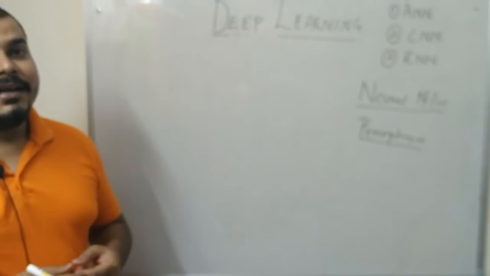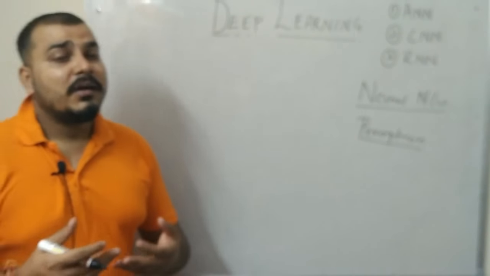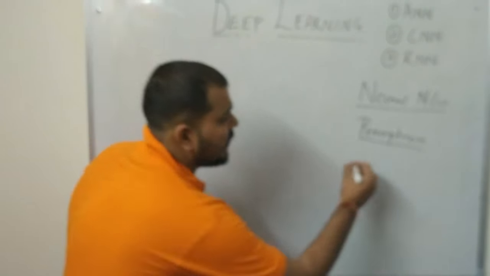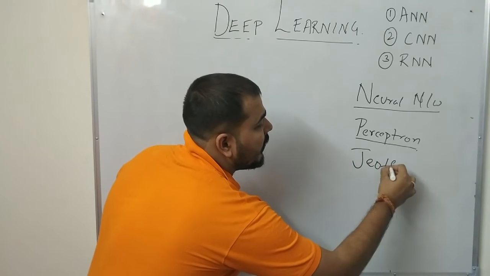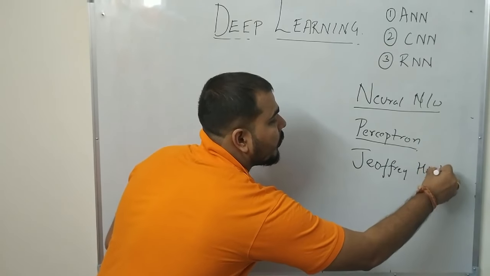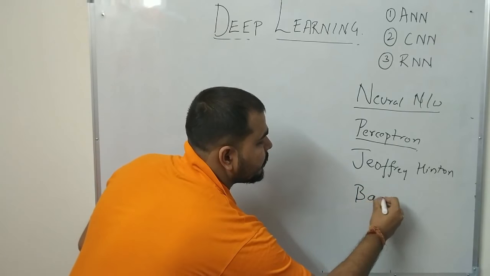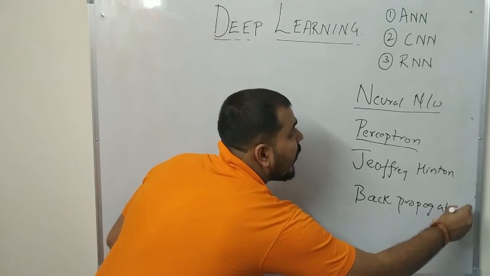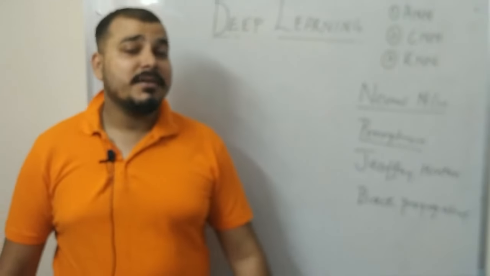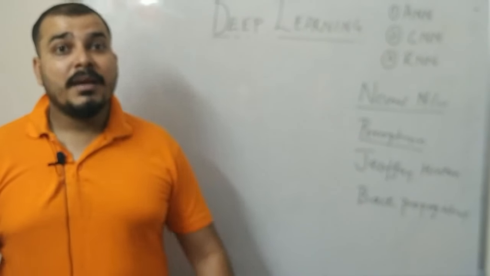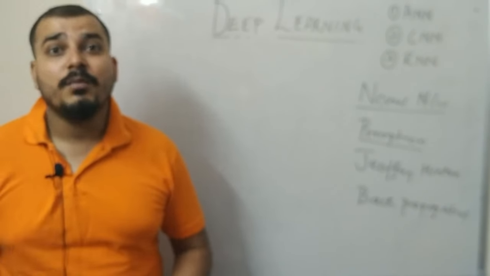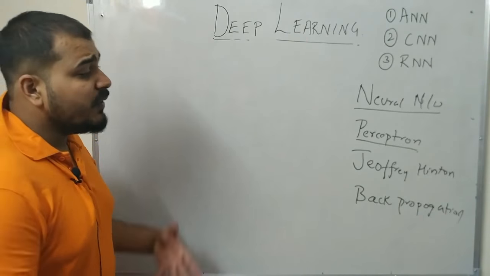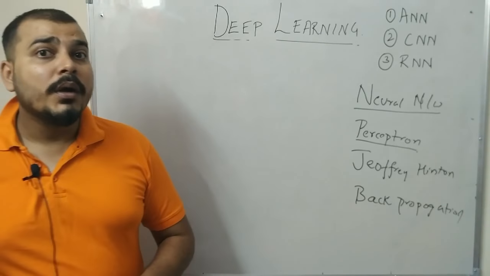But later on in the 1980s, a researcher, a scientist, a teacher, who is basically my teacher also because I've learned a lot of things from him, called Jeffrey Hinton, invented the concept of something called backpropagation. Because of this backpropagation, the ANN, CNN and the RNN became so efficient that many companies are now using it. Many people have developed a lot of applications which are efficiently working because of Jeffrey Hinton and his concepts of backpropagation.